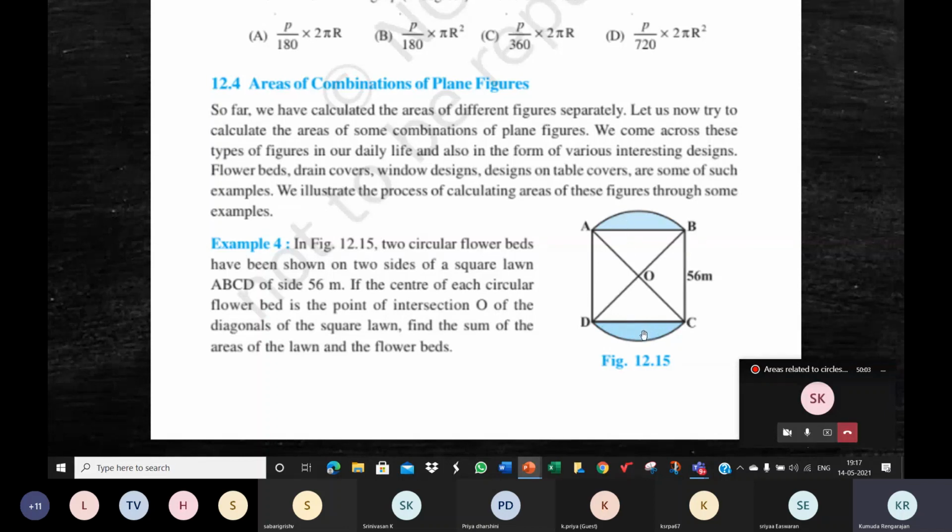That gives the area of both the circular flower beds. Now you found the area of the two circular flower beds. Have that answer separately. You already found the area of square ABCD. Add both to answer this question: find the sum of the areas of the lawn and the flower beds. Sum meaning you have to add both.